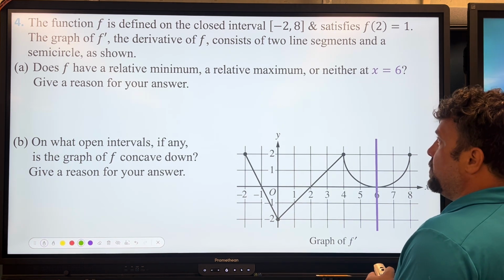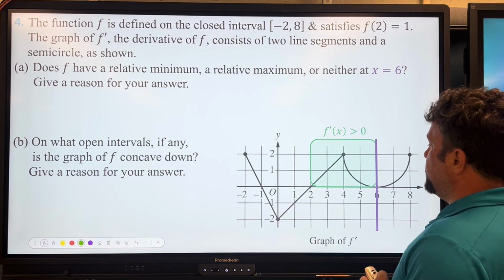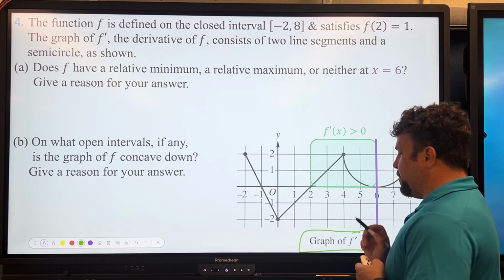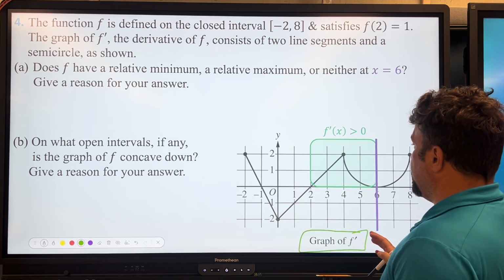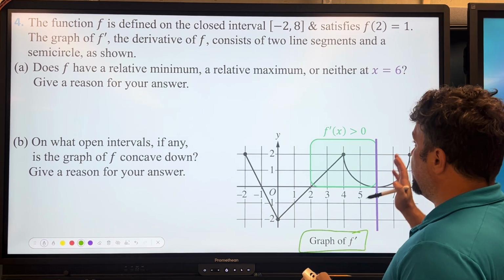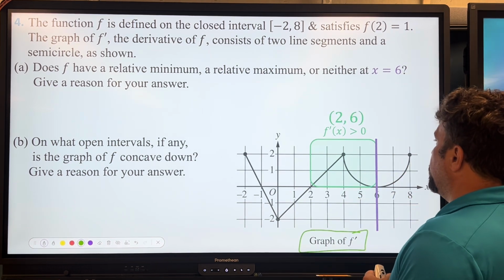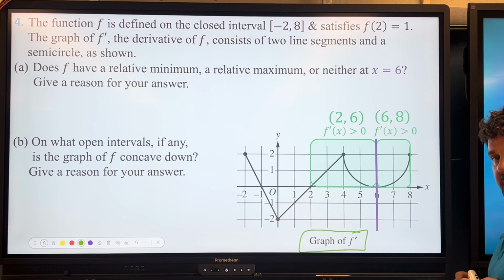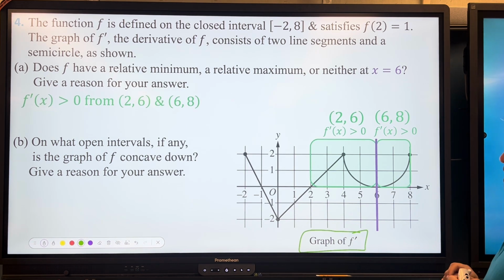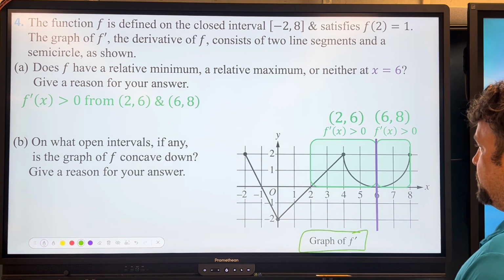With the first derivative, you're going to look where it's greater than 0. Now, note, this is the graph of f prime. It's not the graph of f. So anytime this graph is greater than 0, that means that f is increasing. So from 2 to 6, it's going to be increasing. Okay? Is it increasing anywhere else? It's also increasing anytime you're going from 6 to 8. Look at it again. There's one more place. So anytime f prime of x is greater than 0, it's from 2 to 6 and 6 to 8. Okay?